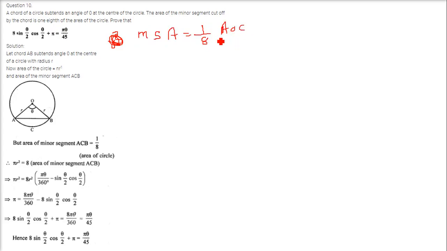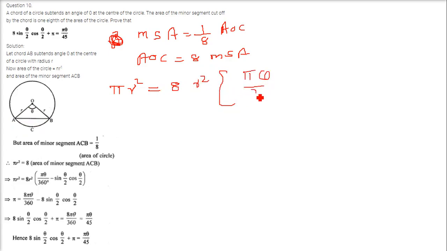So what is the area of the circle? The area of the circle is 8 times the minor segment area. The area of the circle is pi r square, and this is equal to 8 times the area of this minor segment, and we know the formula. It is r square, pi into theta by 360 minus sine theta by 2 cos theta by 2.